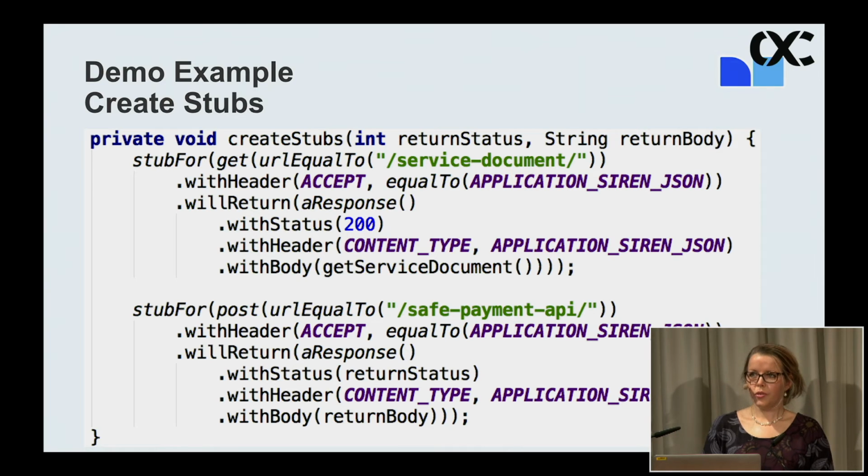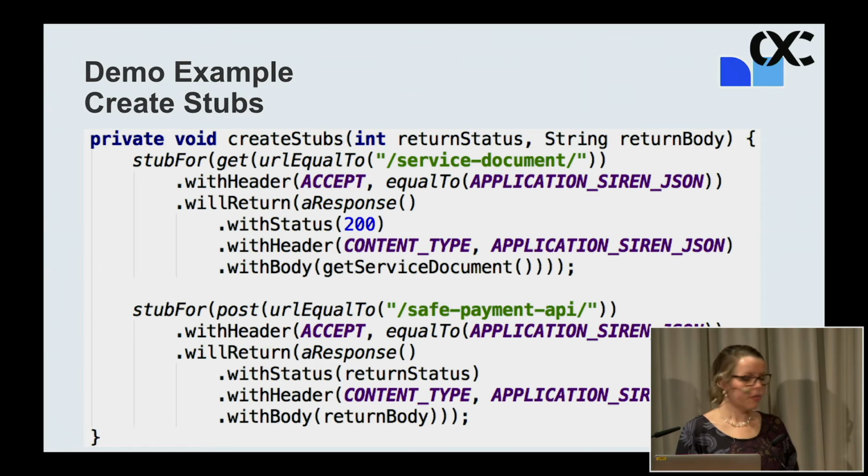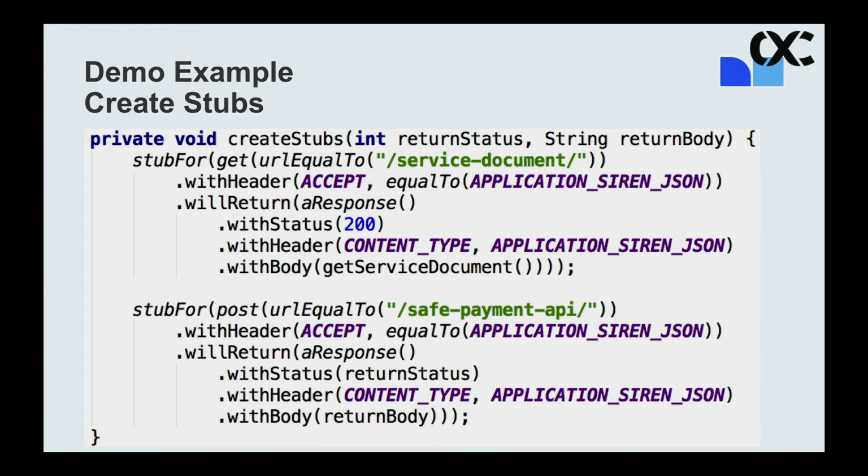So then I create two stubs, one for each of these two calls. The first one is to get the service document. It should return 200 OK and return the service document. So here's the service document that I showed on the last slide. And then the next is a stub for the start payment. That one should return some status I want to enter into the test and some return body that I also want to enter into the test. So that's what I give into this test.